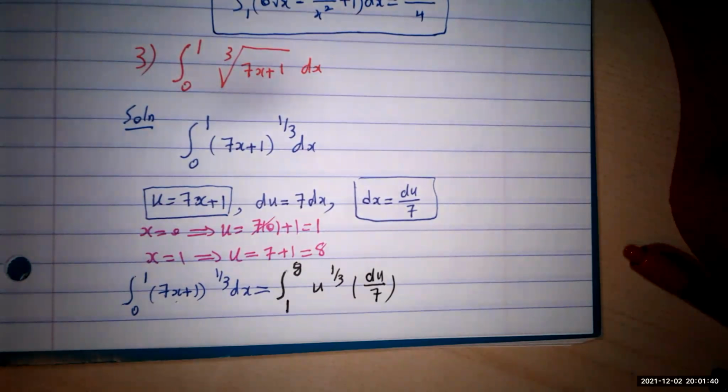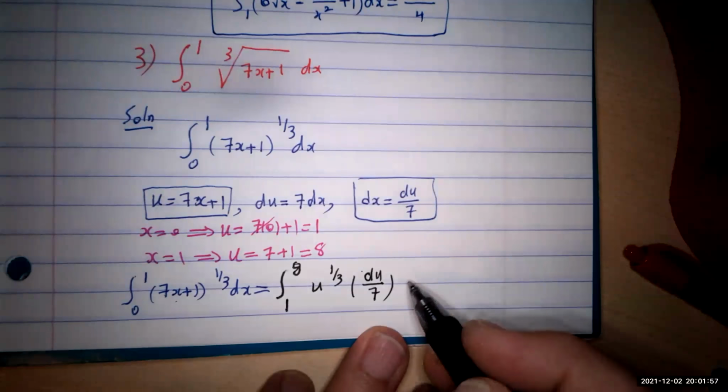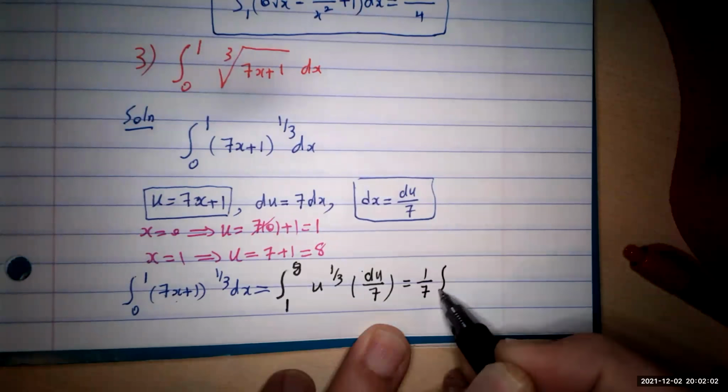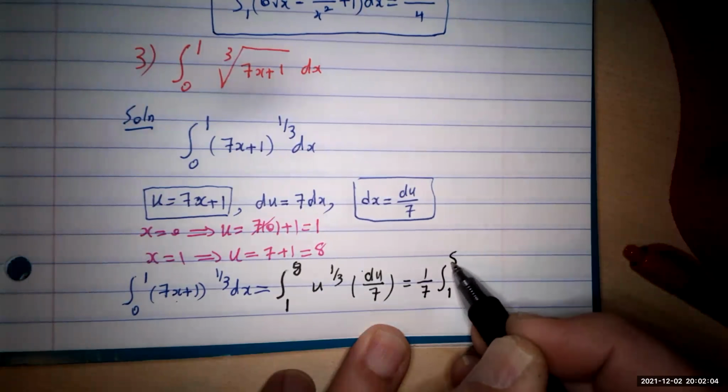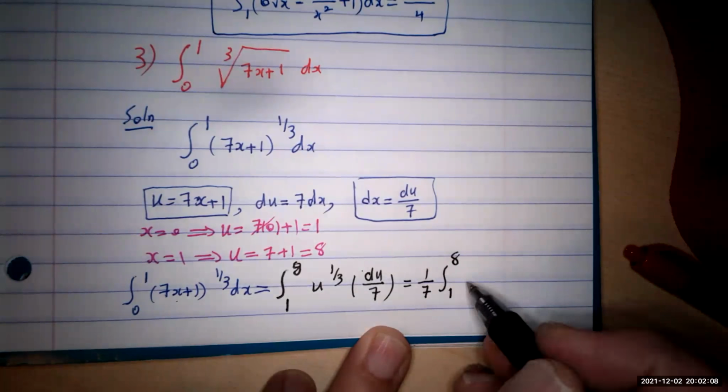Okay, since you're dealing with a definite integral, you change everything. You find the corresponding values for u when x is equal to 0 and x is equal to 1. The rest is just the usual substitution method. The leftover is 1/7. You pull it out as we did before. It's 1/7 integral from 1 to 8 of u to a third du.